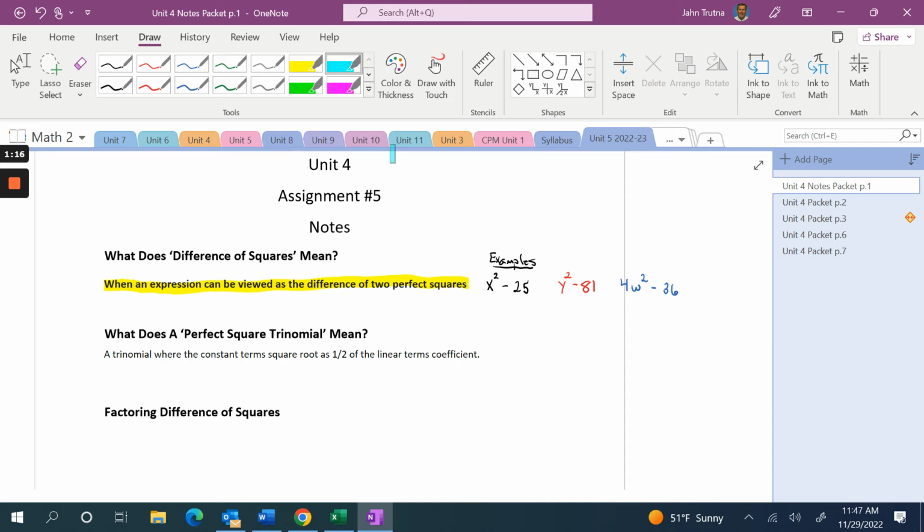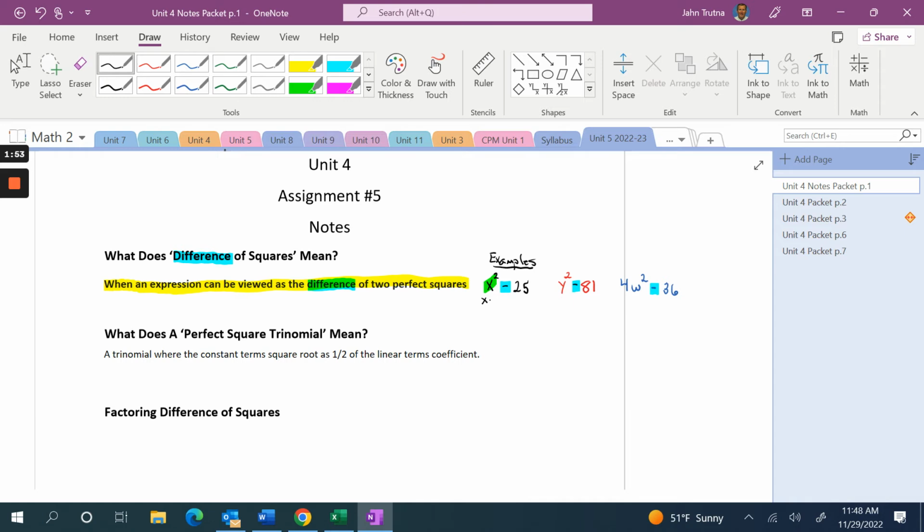Okay, so in order to have something that is considered a difference of two squares, you will notice that, first of all, there always has to be a subtraction symbol. If there's not a subtraction symbol, it's not a difference of two squares. That's what the word difference means. Difference means that you're going to have a subtraction symbol. Okay, and then the other thing is that a difference of two squares is always going to have two terms. The first term will always be a result of something multiplied with itself.